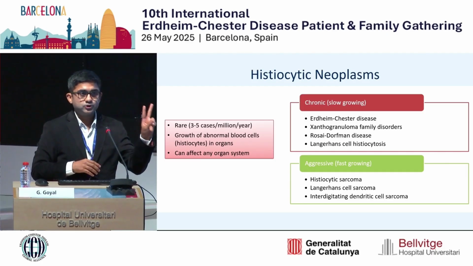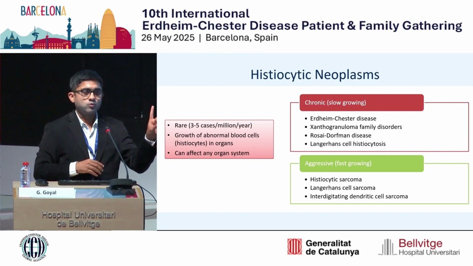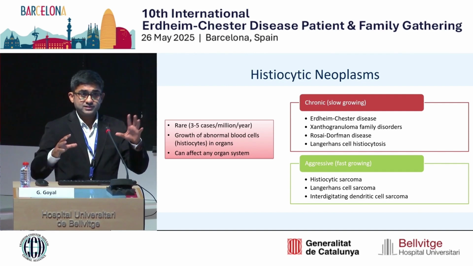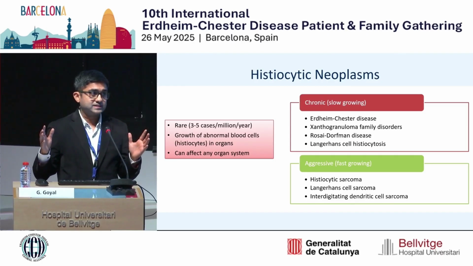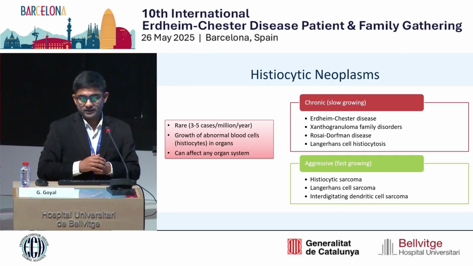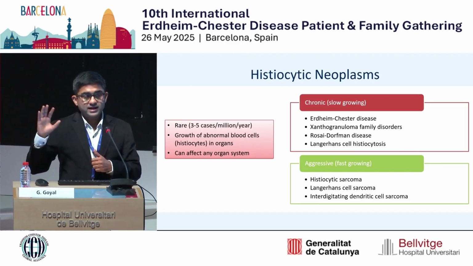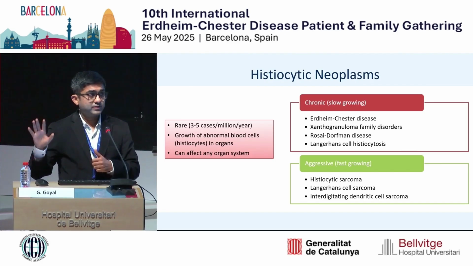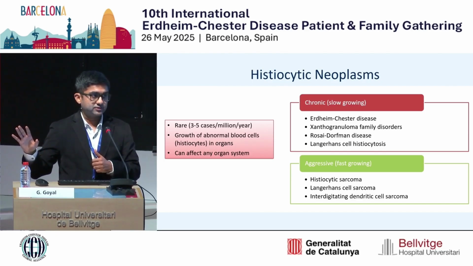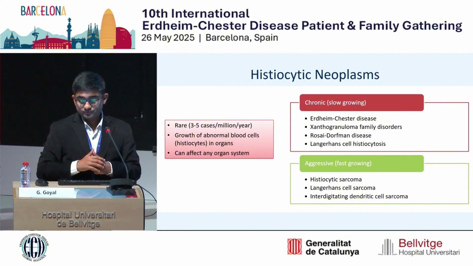I like to think of them in two categories. One is these chronic or slow-growing ones, which includes Erdheim-Chester disease. But actually, there is this other big family called the xanthogranuloma family of histiocytosis. And then Rosai-Dorfman disease, and actually a very common one, and the first one to be recognized as a cancer among these was Langerhans cell histiocytosis, which is much more common in children than in adults.